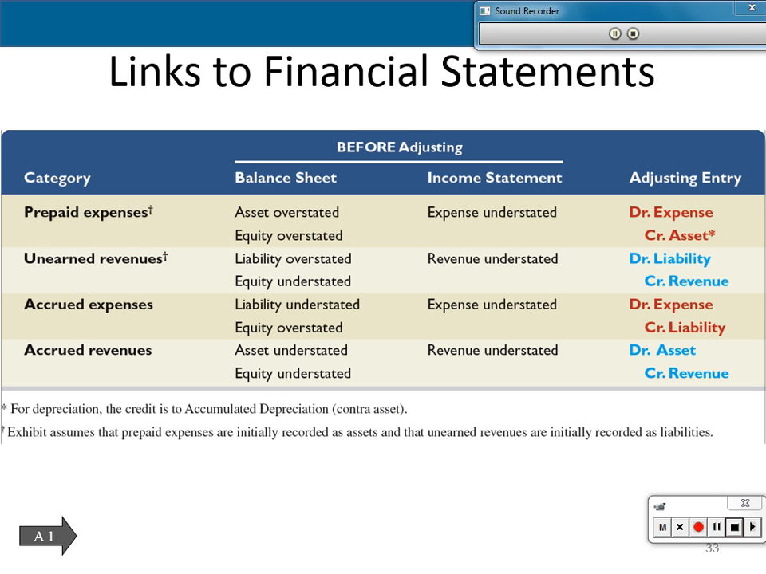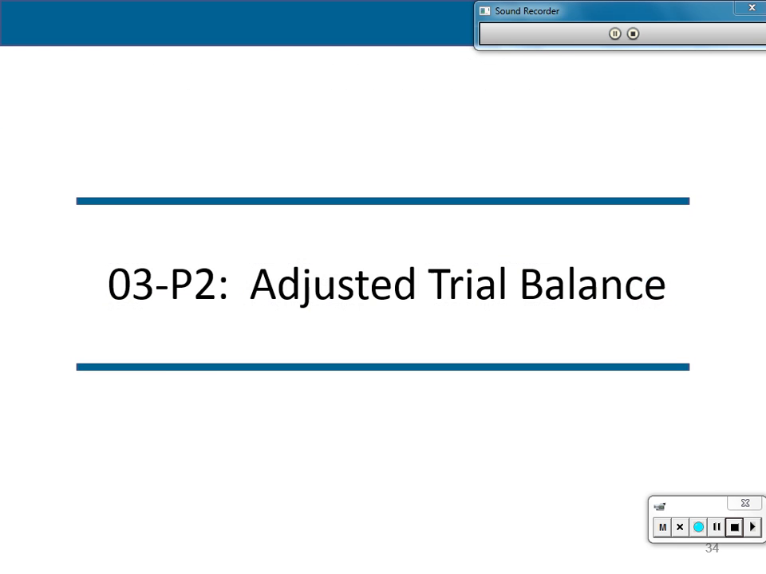Revenues and expenses fall up under what? On the accounting equation, they fall up under what? Equity. They fall up under equity. Revenue, capital, expenses, withdrawals, all that falls up under equity, right? Okay. Unearned revenues, liabilities, overstated, equity, understated, but revenue is going to be understated. So take some time to look over that.